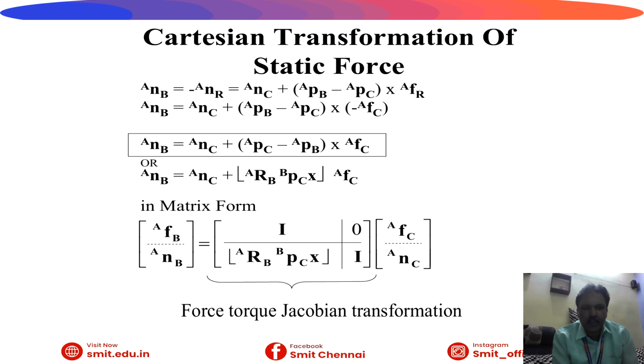In matrix form also we can write this. That is, AFB and ANB on the left-hand side, and on the right-hand side I and 0 on the top row, and the skew matrix of BPC cross and I on the bottom row, multiplied by AFC and ANC. This represents the force-torque Jacobian transformation.